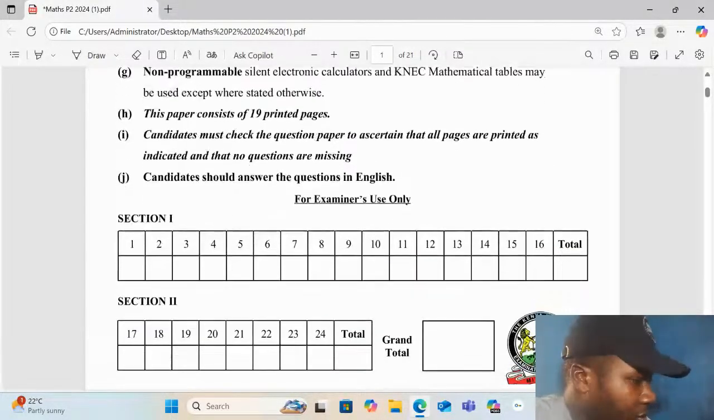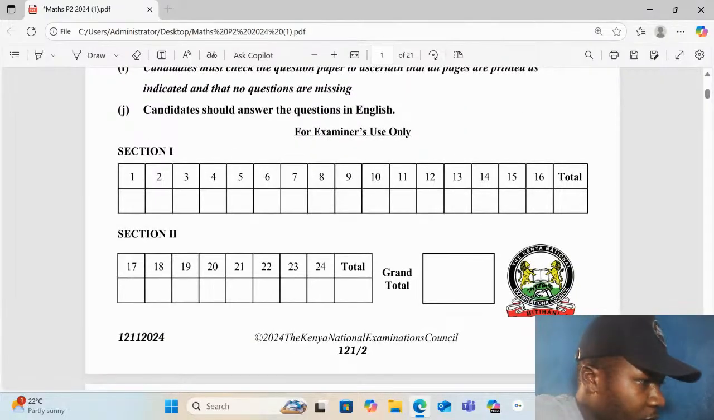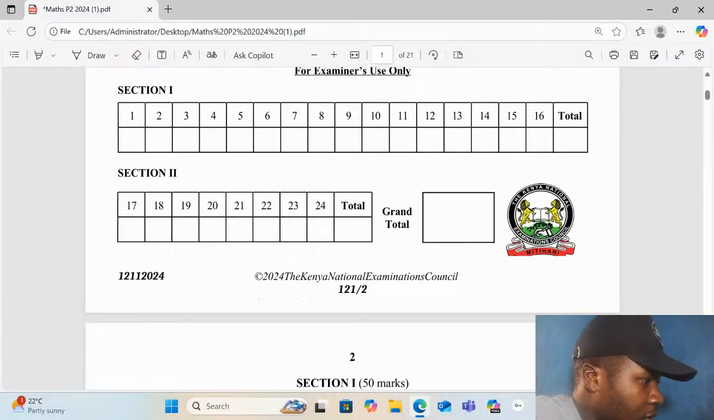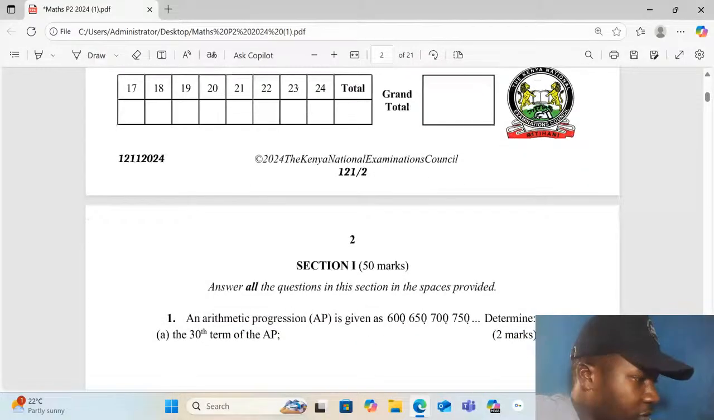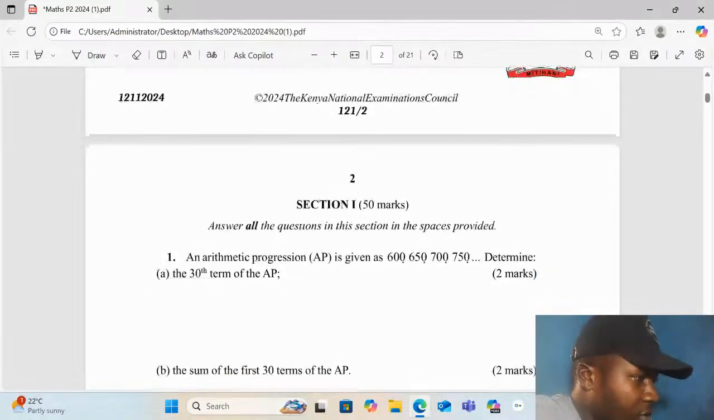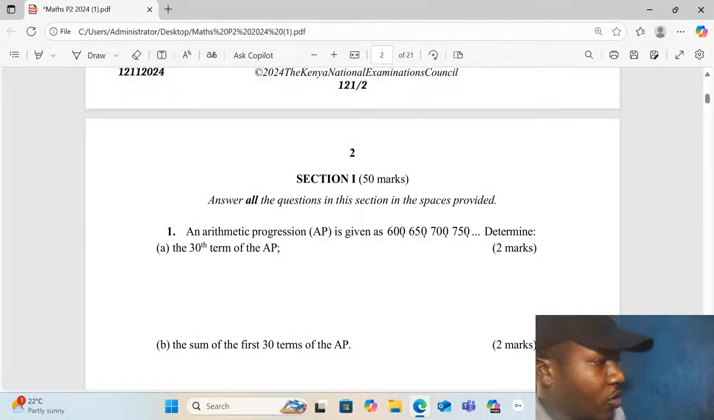Section A, or section 1, has 50 marks, running from question 1 to question 16. Section 2 is running from question 17 to 24. Now we're going to start section 1, 50 marks, compulsory. They are saying you answer all the questions in this section in the spaces provided.